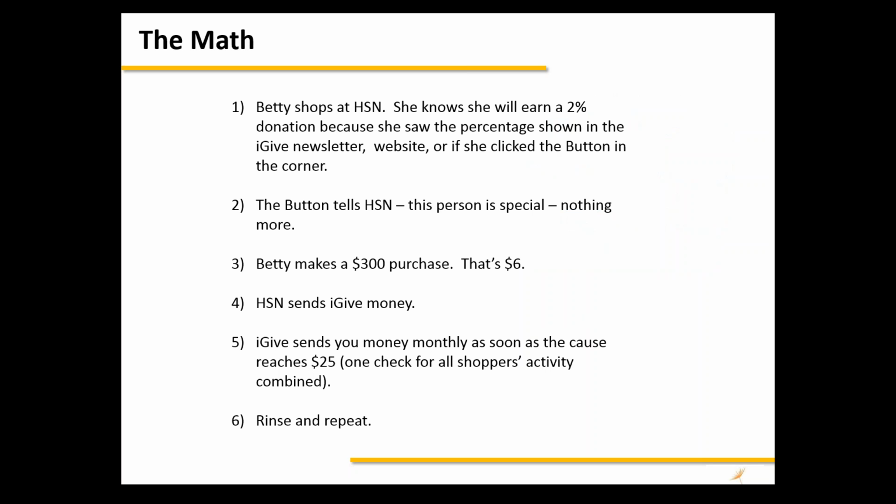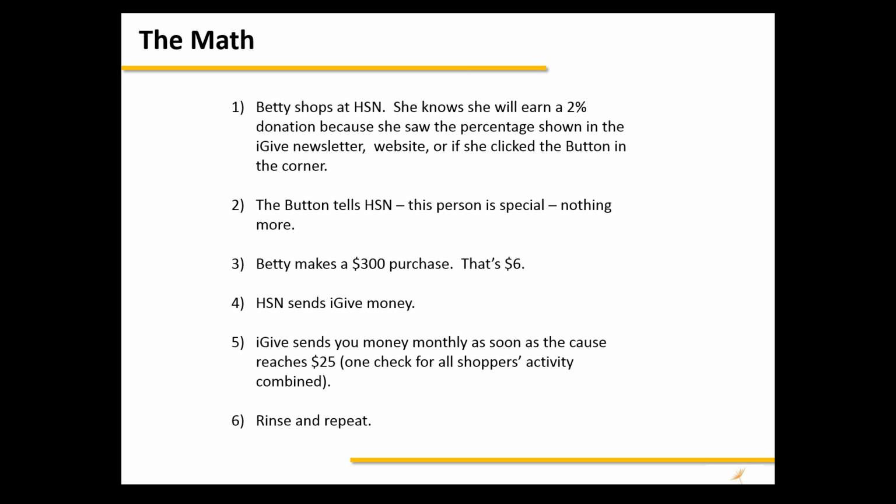The button and the website and the newsletter, all, when you use them, tell HSN that Betty is a special person, but it doesn't tell HSN anything more than that. You remain anonymous to the stores that you're shopping at, unless, of course, you choose to actually buy something there. So Betty makes a purchase, $300. That means $6 is going to go to her favorite cause.